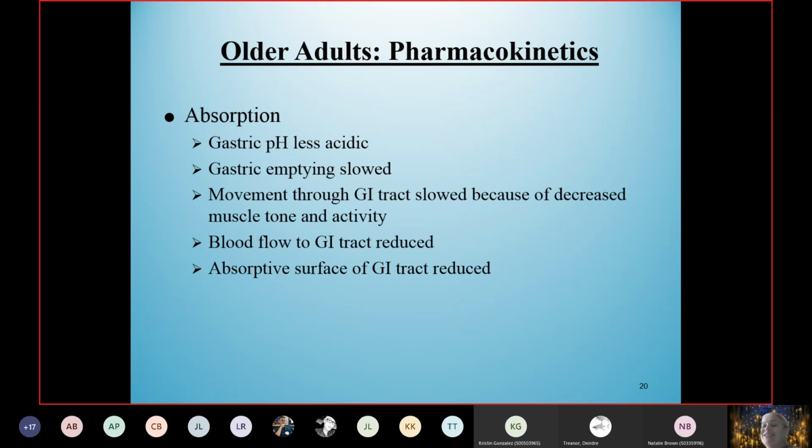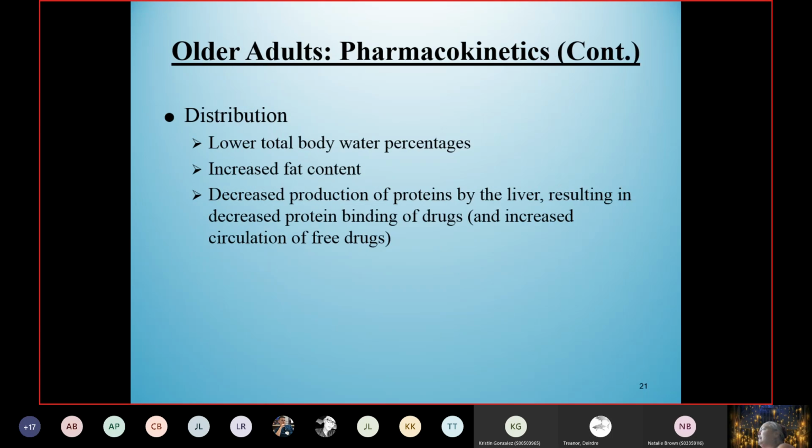Absorption. Gastric pH is less acidic, so it's more alkaline. Okay. Gastric, as we talked about, movement through the GI tract is slowed, with decreased blood flow and decreased surface area. Okay. So as we age, the villi in our GI tract actually kind of flatten. So we have less surface area.